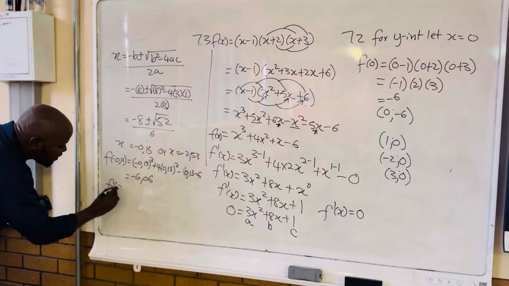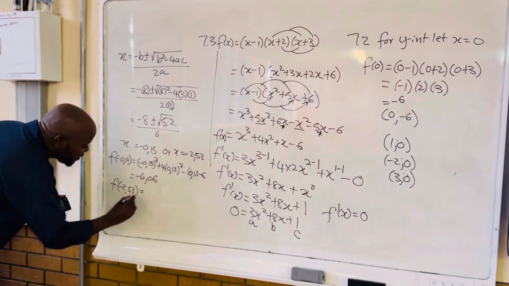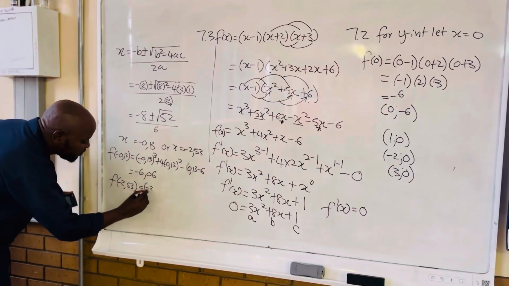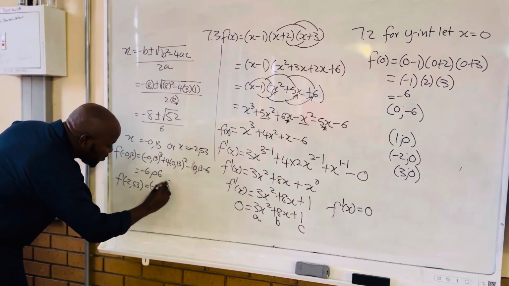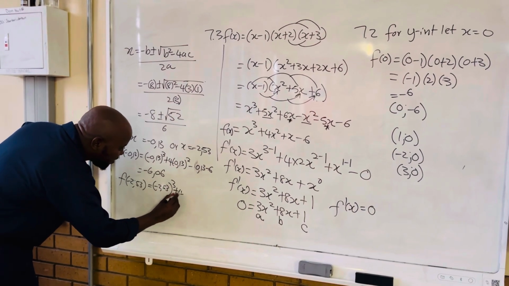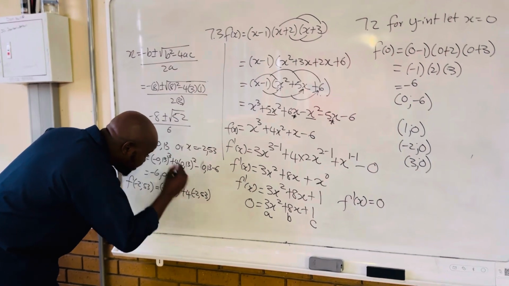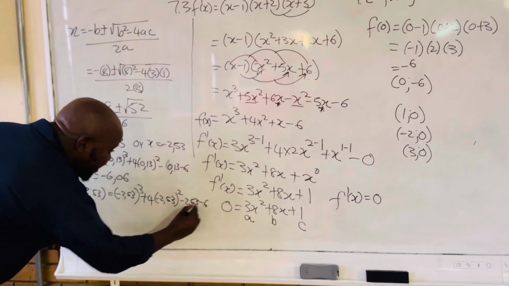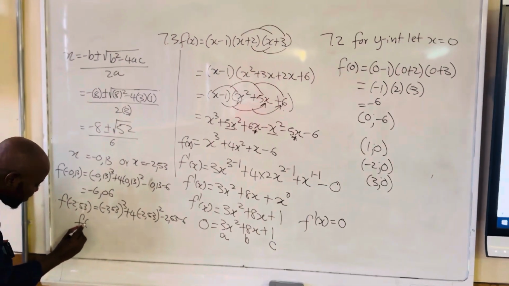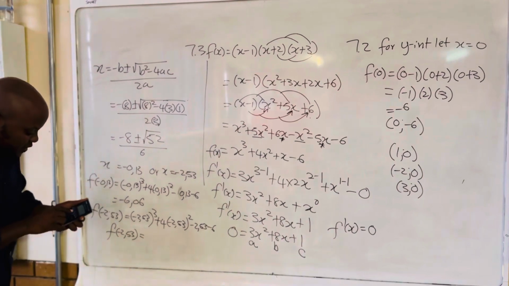Then we're going to look for f of negative 2,53, which is equal to negative 2,53 all cubed plus 4 into negative 2,53 all squared minus 2,53 minus 6. f of negative 2,53 will be equal to how much? Just substitute that now.